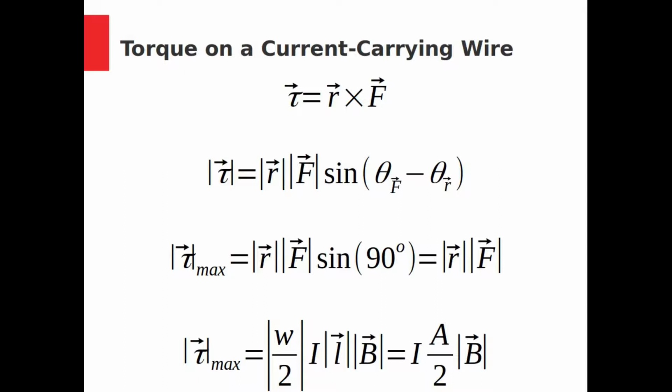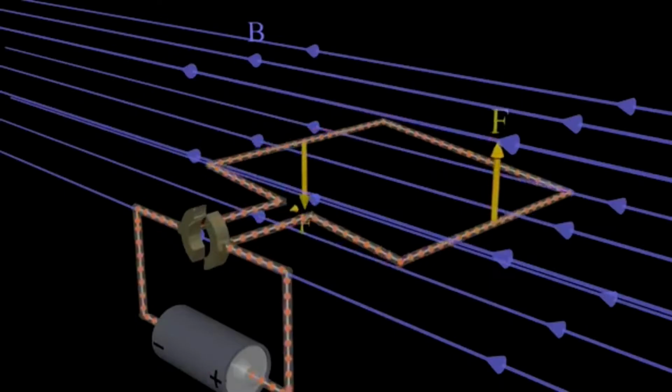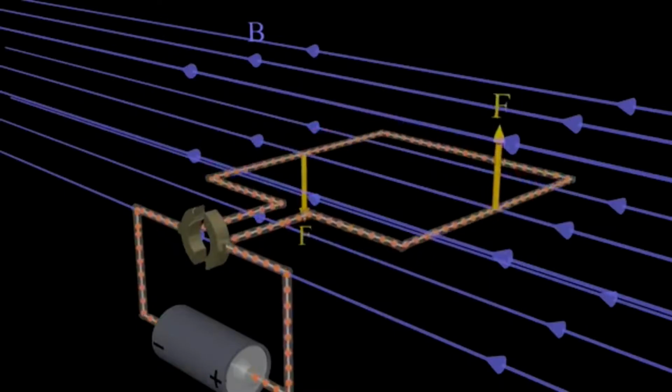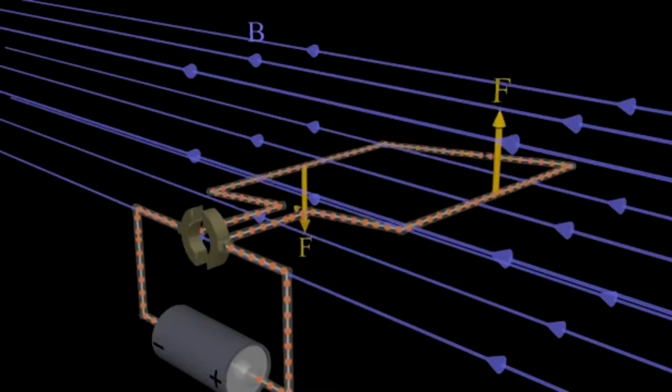I won't go through the full derivation, but by plugging in the distance from the shaft to the wire, that's W over 2, and the force on the wire, which we calculated earlier, we end up with the torque. The size of the torque is the current multiplied by half the area of the loop multiplied by the magnetic field. From this visualization, we can also see that the torque is counterclockwise.